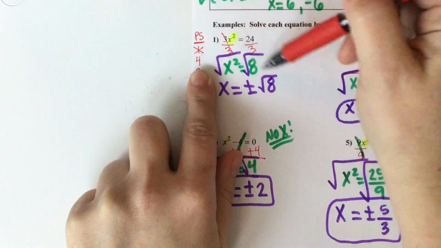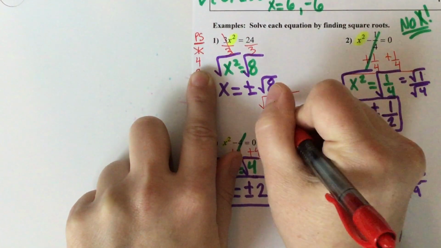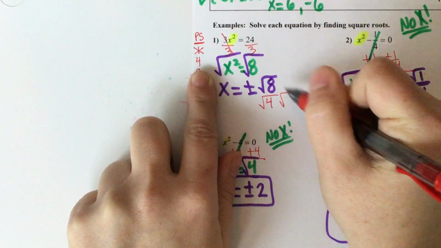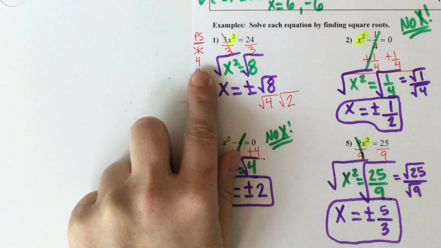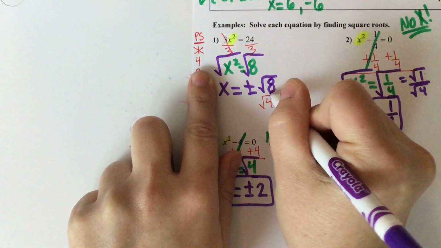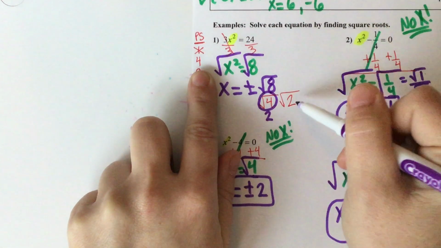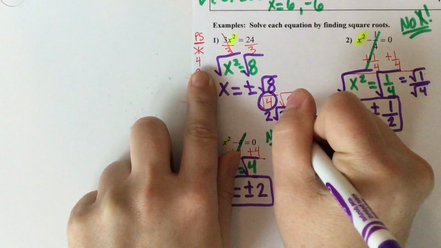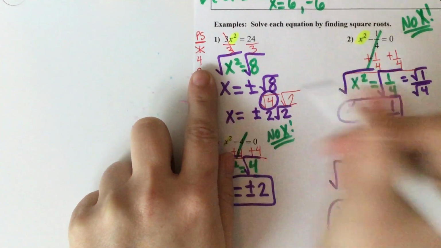Okay, so can 4 go into 8? Yes, it can. So we write down that 4 goes into 8 how many times? 4 times what makes 8? 2. Then we simplify this. What's the square root of 4? 2. And you can't take the square root of 2 because 2 is not in the list, so you just recopy square root of 2. Don't forget your plus minus, and that's your answer.